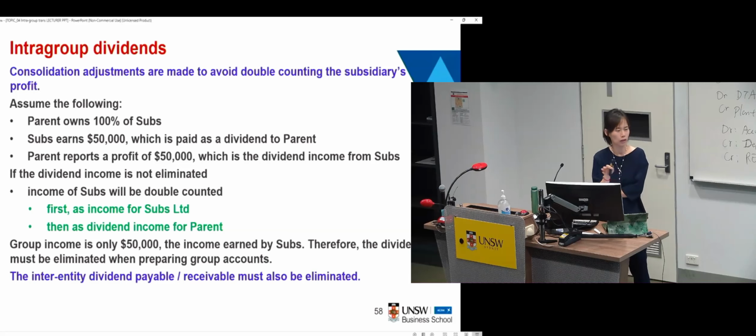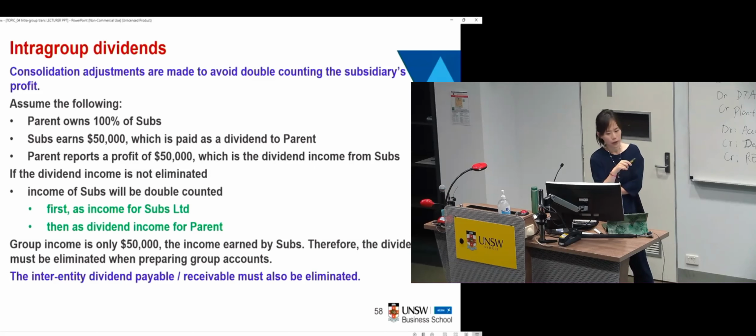No, because Australia adopts an imputation tax system. Dividend is already from the after-tax profit distribution. You don't need to pay tax again, okay? The dividend is from the after-tax profit distribution from the subsidiary. So when the parent recognizes this dividend income, the parent doesn't need to pay tax again because there are imputation credits attached to this dividend, as long as they're an Australian resident or Australian company, okay?